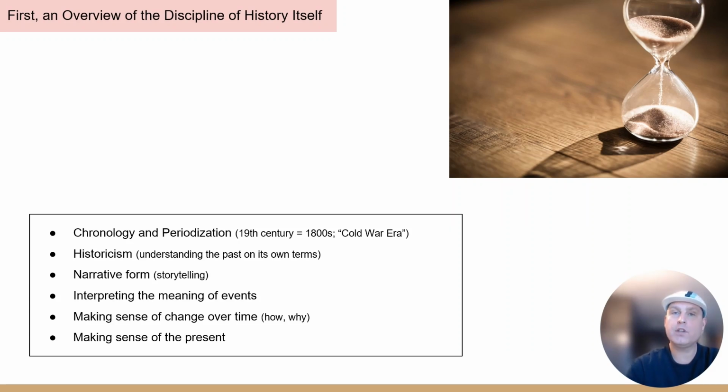And then through these processes, historians try to interpret the meaning of events, make sense of change over time, that is, how and why things happened in a particular way. And finally, historians try to make sense of the present as well. We can never really truly understand the world today without understanding how we got here.